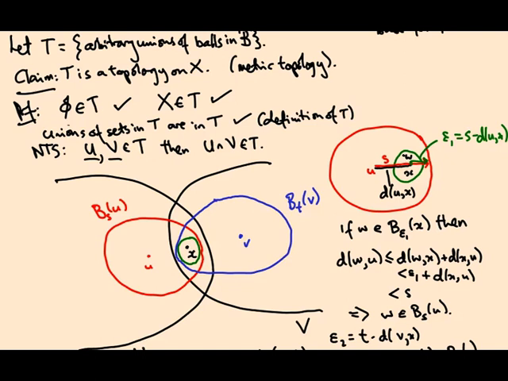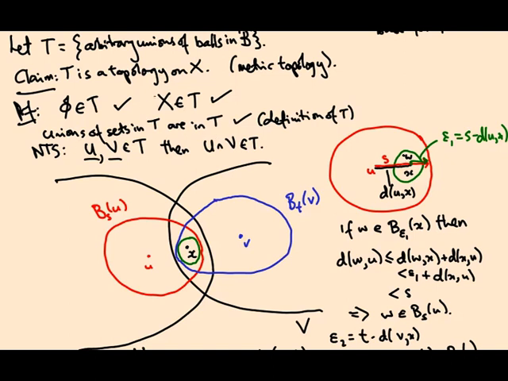Did we need to check the empty set was in T? No, it followed automatically by taking the empty union. So that doesn't need to be added as an assumption. Did we need to check that unions of sets are in T? No, because T was defined as the set of unions of sets. So we didn't need to check that either.